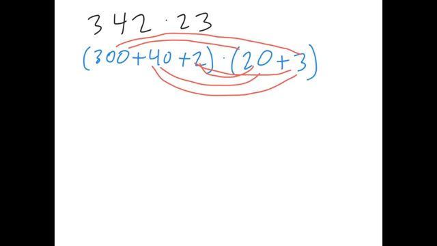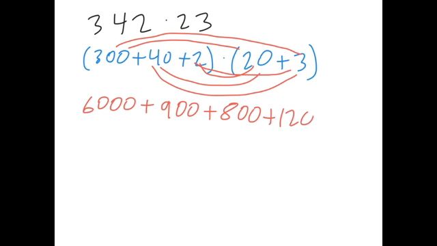So we've got 300 times 20 is 6,000, plus 300 times 3 is 900, plus 40 times 20 is 800, 40 times 3 is 120, and 2 times 20 is 40, and then 2 times 3 is 6. So then add them all up.